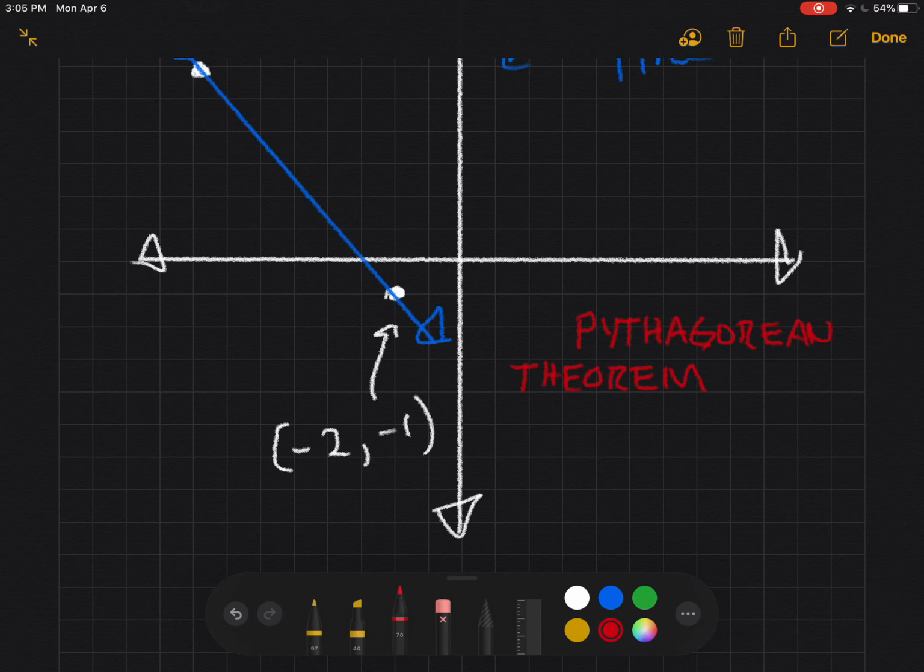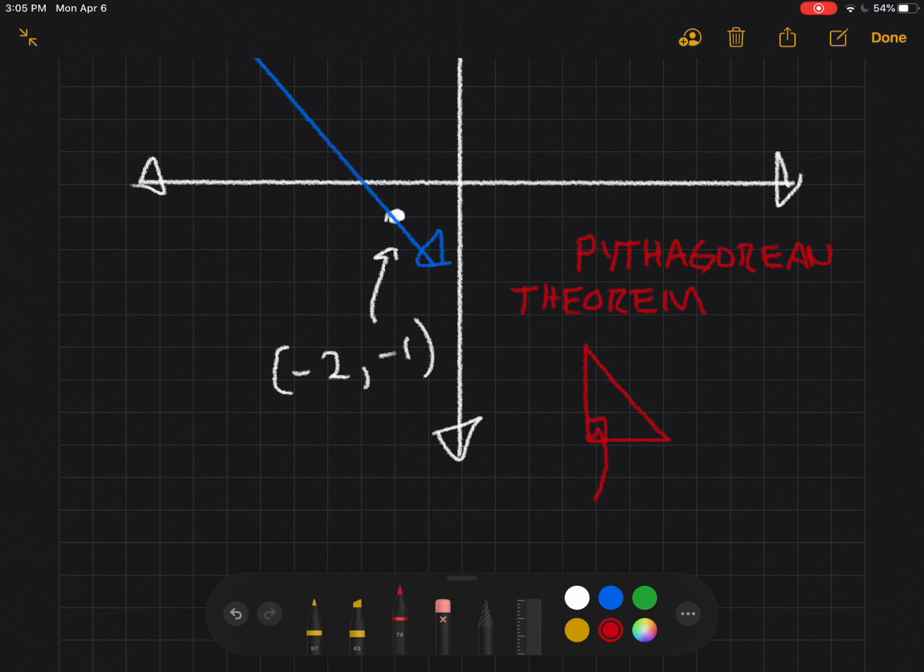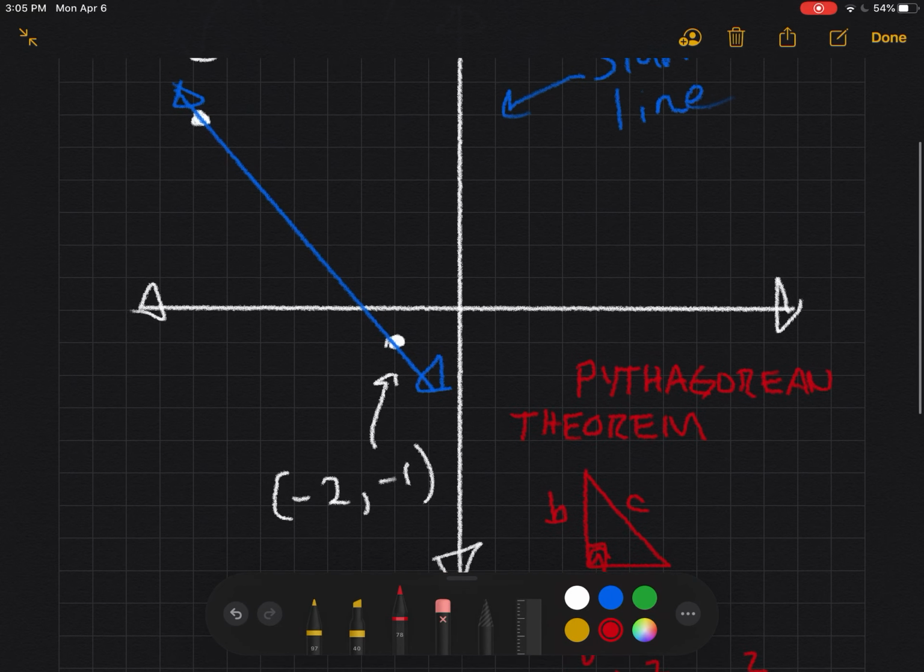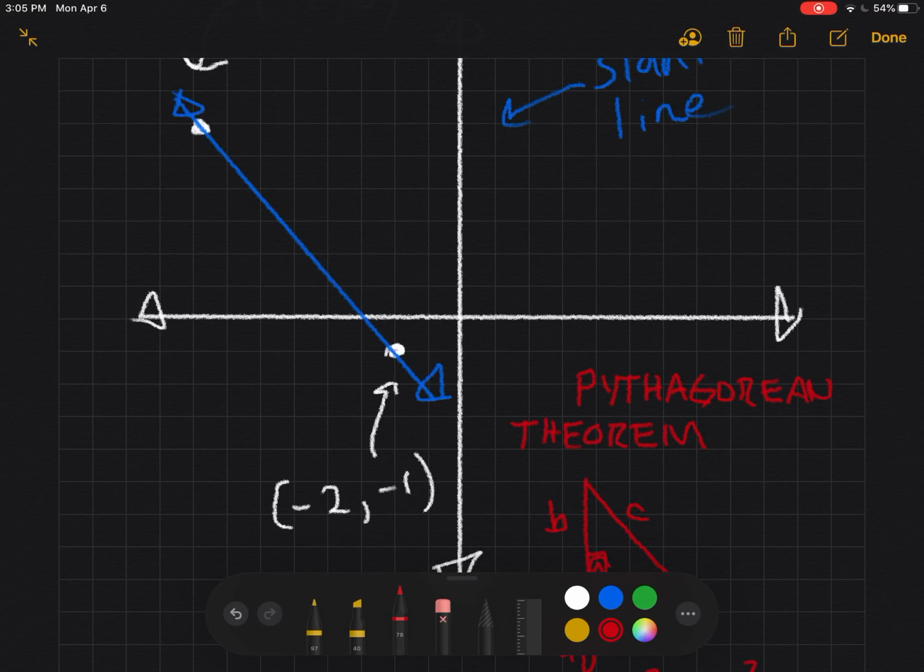But anyway, the Pythagorean theorem says, if I have a right triangle, this little square here means it's right. Now, a right triangle is when this angle in here is 90 degrees. And the lengths of each of those sides are a, b, and c. And the Pythagorean theorem says that a squared plus b squared equals c squared. How can this help us?